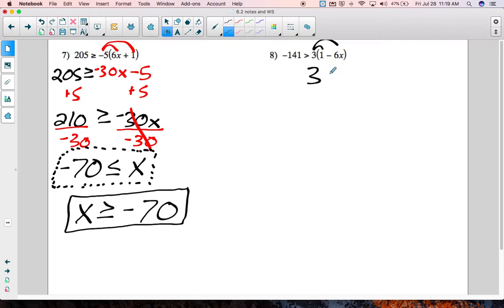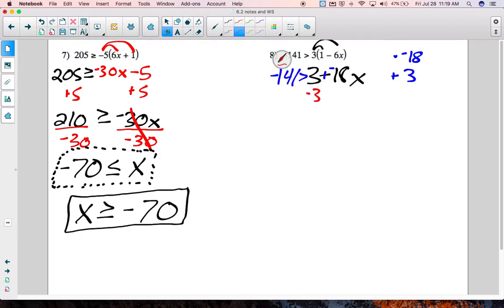So we get 3 is less than 3 minus 18x after I've distributed. Drop down our negative 141 in our inequality. Now this one's a little bit tricky because the 3 is positive. Now there's a minus sign here. What that does is makes the 18 negative. So to the x, we are multiplying it by negative 18. To the x, we are also adding 3 to it. So we have to undo this adding of positive 3 by subtracting 3.